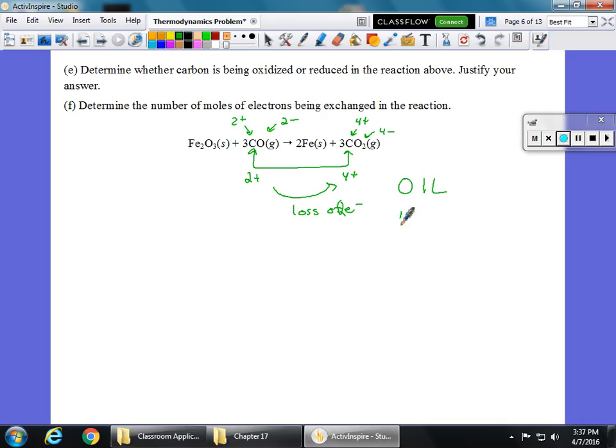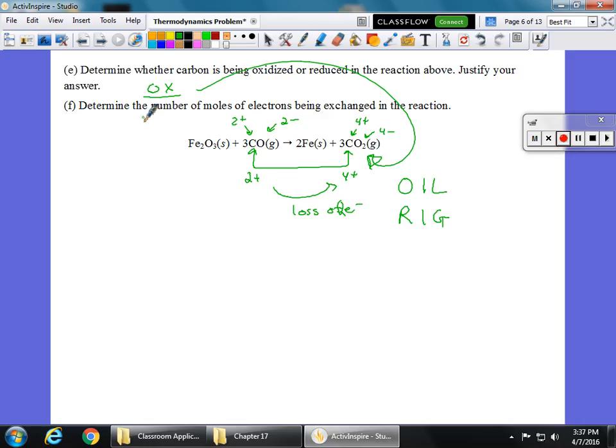Oxidation is loss, reduction is gain. Remember your OIL RIG. So this is going to be oxidized. So in order to get this question, you need to say it's oxidized, and you need to say something about how it's losing electrons because it's going from a +2 to a +4.